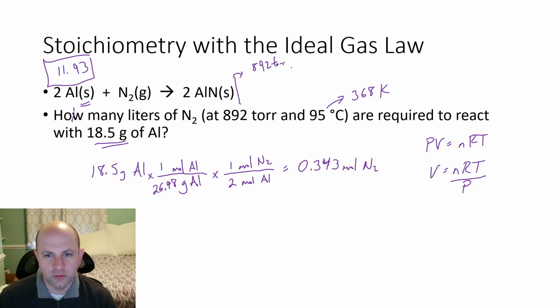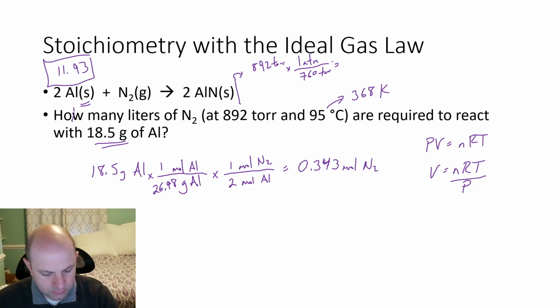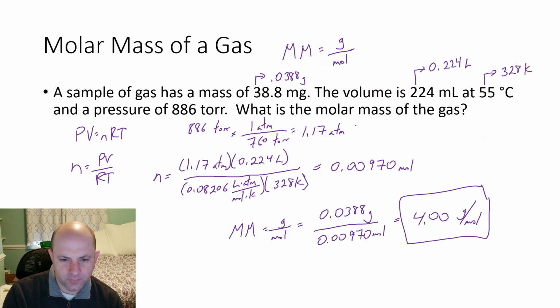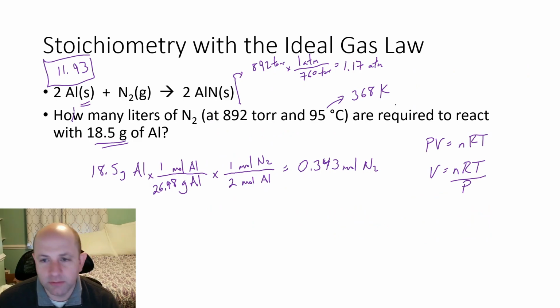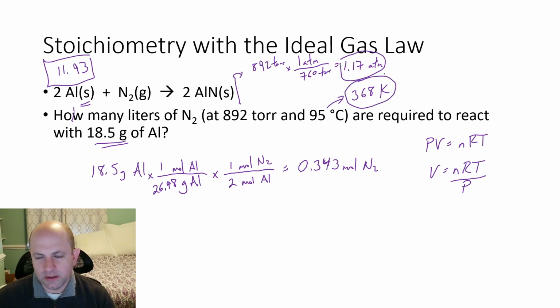For the pressure, we'll convert that, so I'll write it up here. 892 torr times 1 ATM on top and 760 torr on the bottom. Let's see, what is that? 892 divided by 760, 1.17 ATM. Is that the same ATM as the last one? Yeah, I guess they round about the same way. Interesting. Okay, so we have 1.17 ATM, and so we'll use these two numbers in our ideal gas law.